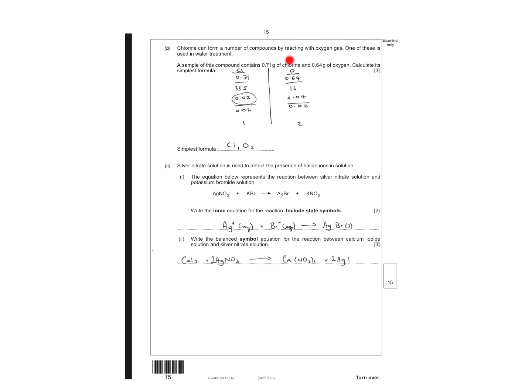Chlorine can form a number of compounds by reacting with oxygen gas. One of these is used in water treatment. A sample of this compound contains 0.71 grams of chlorine and 0.64 grams of oxygen. Calculate its simplest formula. Now remember, that word simplest is often interchanged with empirical.